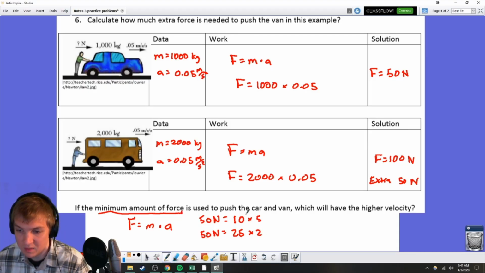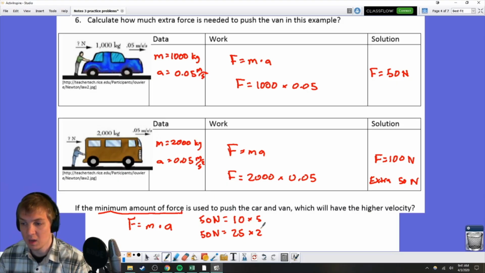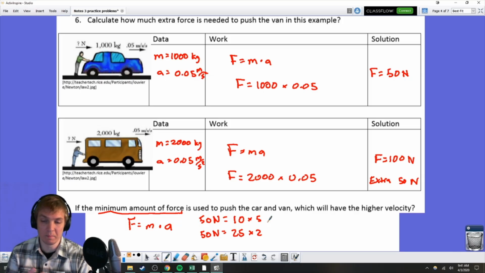So what that means is that if the force is the same and you decrease the mass, it's going to accelerate faster. So if the minimum force is the same for both of these, the car would have the higher velocity. That's the first way you can interpret this question.